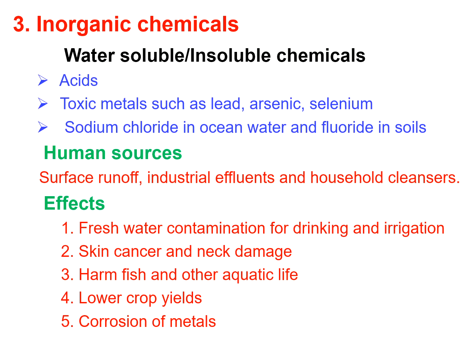The effects are freshwater contamination for drinking and irrigation, skin cancer, and nerve damage. This type of water pollution also harms aquatic life like fishes. The number of fishes in the water will go down if the water is polluted. They also lower crop yields and corrode metals.